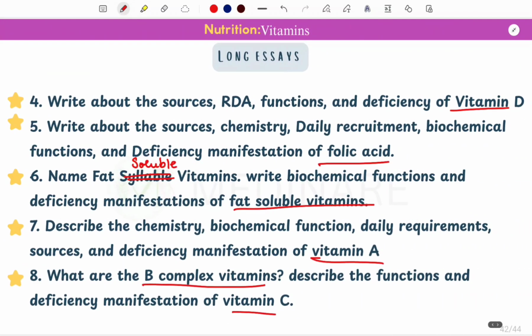Here also you can see with B complex vitamins, in the 8th question, along with B complex vitamins, they are asking us to describe the function and deficiency manifestation of vitamin C. This was one question in the past year.